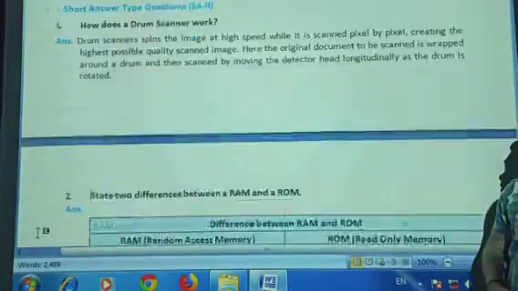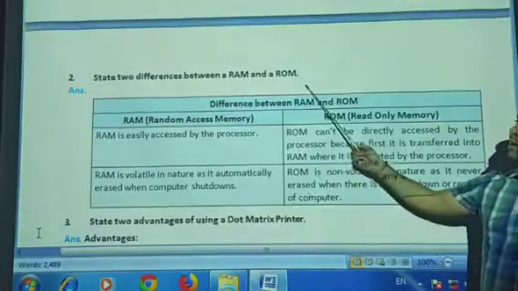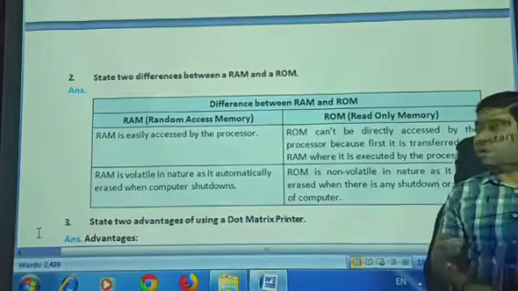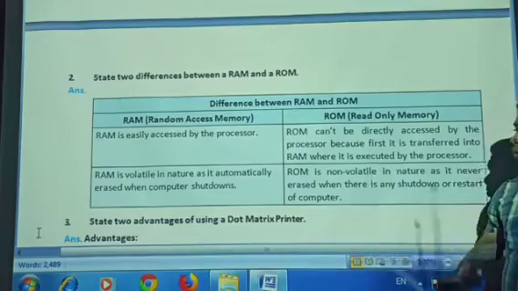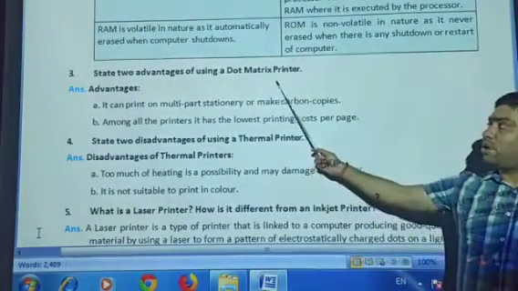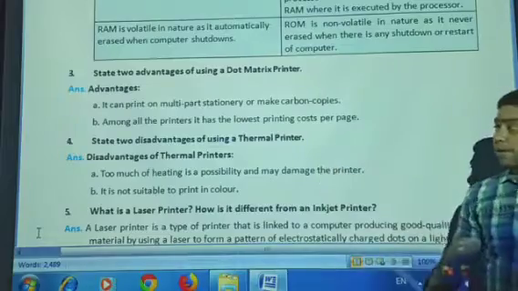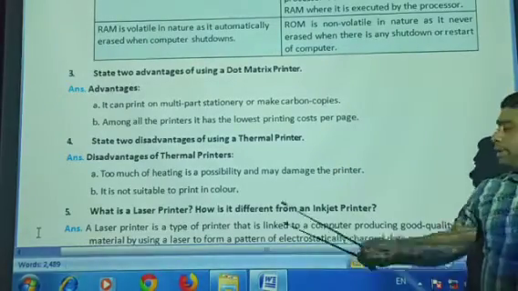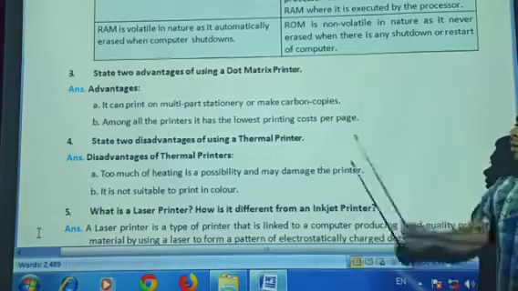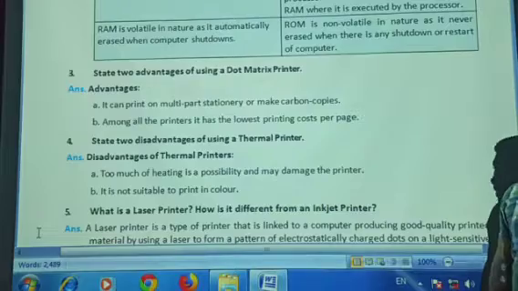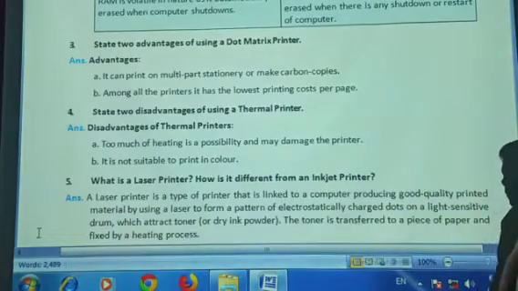After that, question number two, state differences between RAM and ROM. We discussed in part 1 what is RAM and what is ROM. Next question is, state two advantages of using dot matrix printer. I already suggested multiple stationery and low cost printing is possible because of the dot matrix printer. After that, state two advantages of thermal printer. So advantages are given.